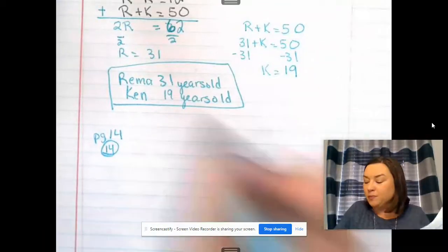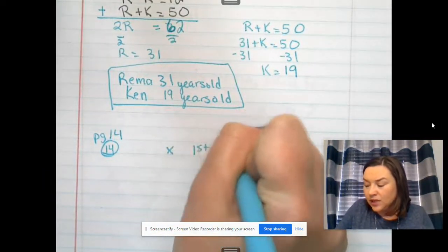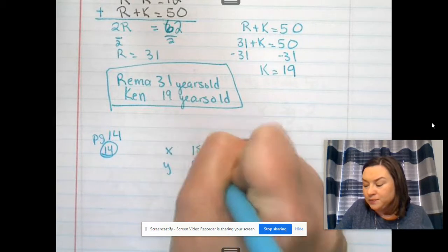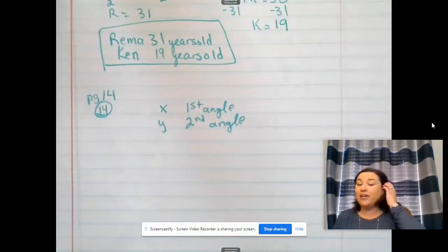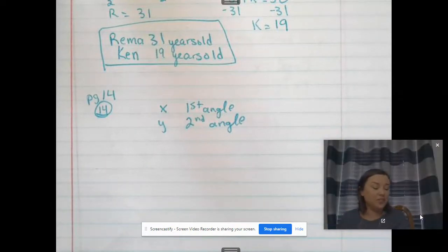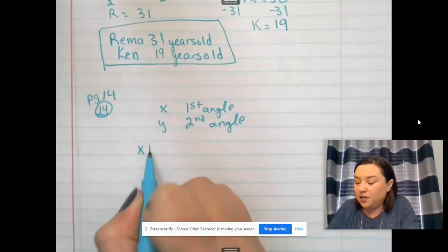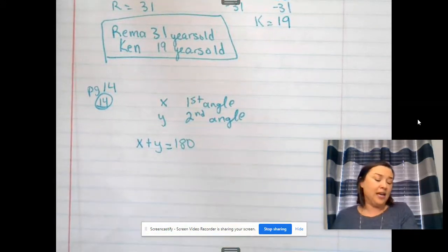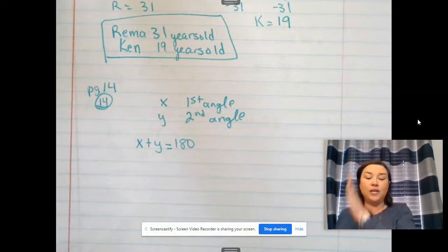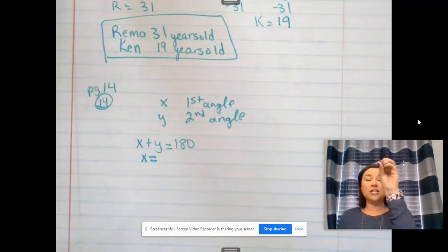So I'm going to put X as my first angle and Y as my second angle, because we said to begin with, you want to define your variables. And then I'm going to go off of each sentence to see what I can come up with. So it says that the two angles are supplementary, which means X plus Y equals 180, because that's what supplementary means. And then it says the measure of one angle is. So that means I could say X is, because is means equals.